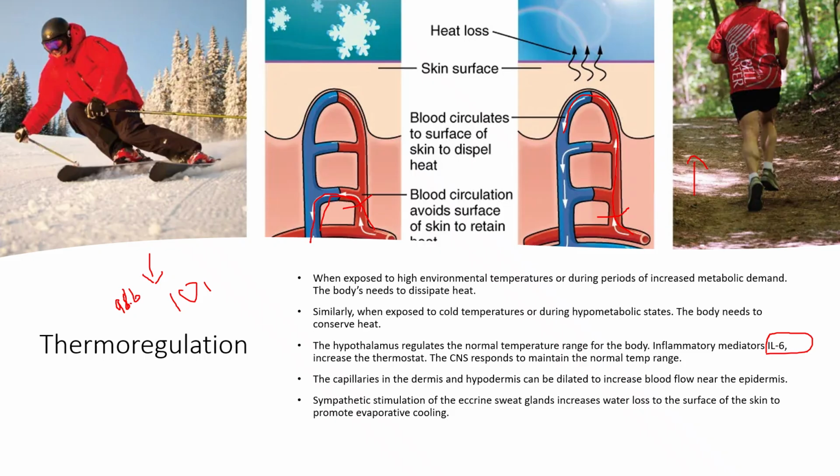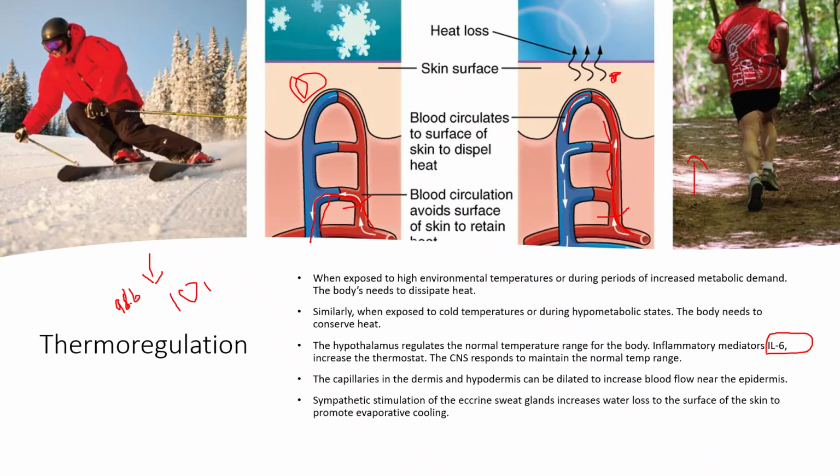And in distributive shocks, let's use the example of sepsis. One of the primary problems in sepsis is that all of these precapillary sphincters are open. And so we're shunting blood to the surface of the skin, causing a drop in blood pressure. And so what do you think your patient's going to look like if they are in septic shock? Are they going to be pale and diaphoretic like this patient, or are they going to be flushed and dry and hot? They're going to be flushed and dry and hot.